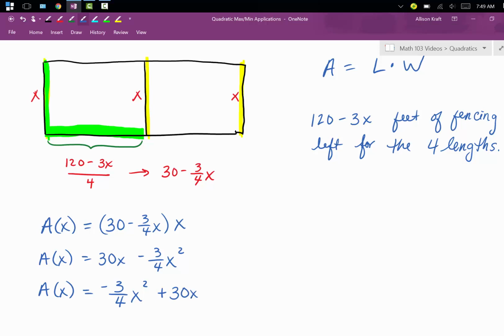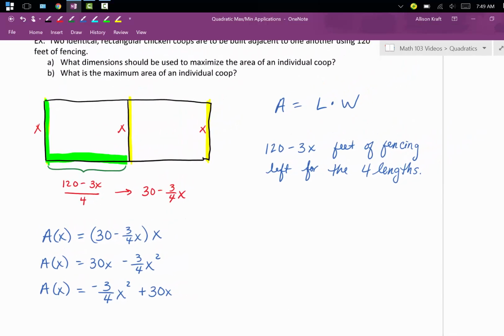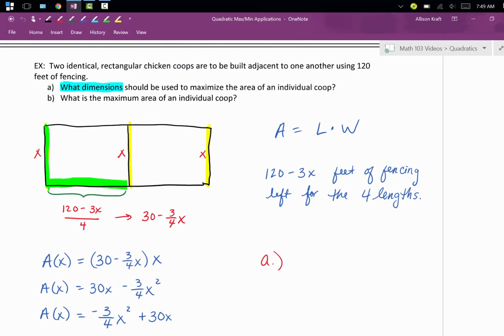Now that we have our function, let's answer our questions. Part A asks us what dimensions should be used to maximize the area of an individual coop. So in part A, they want us to find dimensions. Which variable is that going to be, the x or the y coordinate of our vertex? If you look at our diagram that lists the length and the width, which would be the dimensions, what variable are we using? X. So in part A, we're looking for the x coordinate of the vertex.